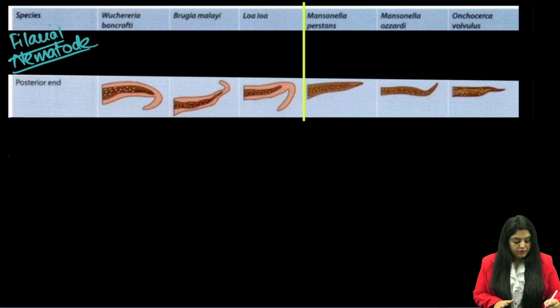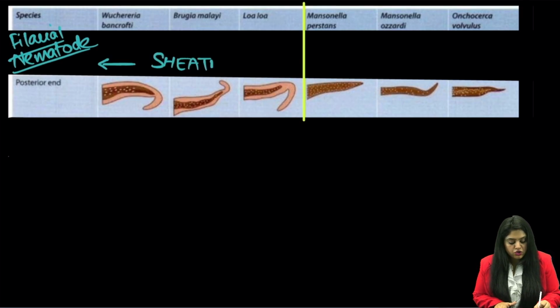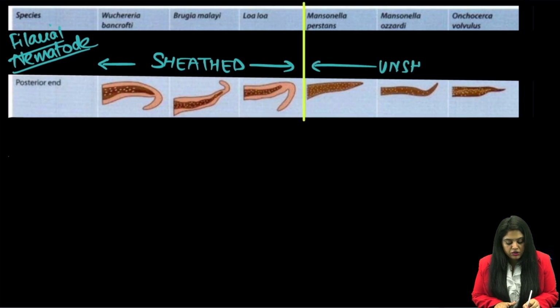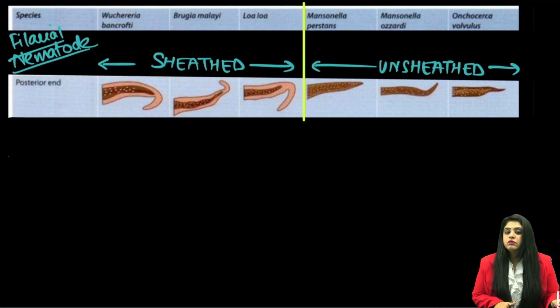I'm going to divide them into 2 categories. This category is going to have the sheathed. These are the sheathed larvae that we have, and these are the ones which are going to be unsheathed, right? These are the unsheathed larvae that we are talking about. So how do I learn them?